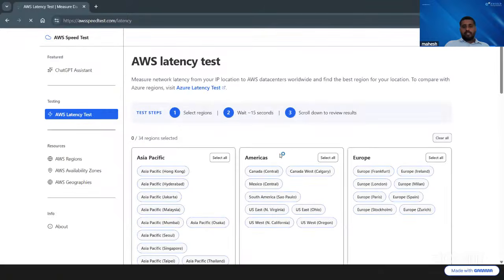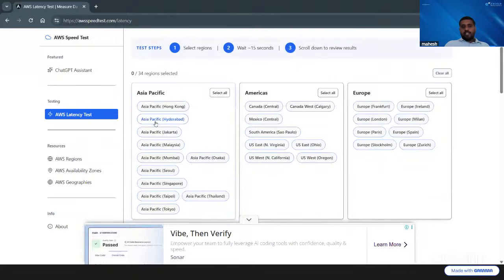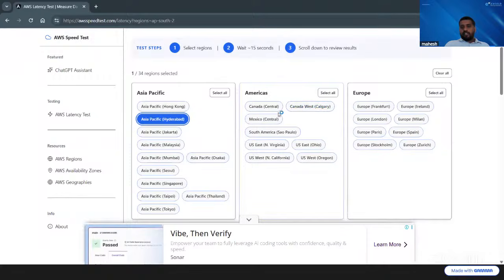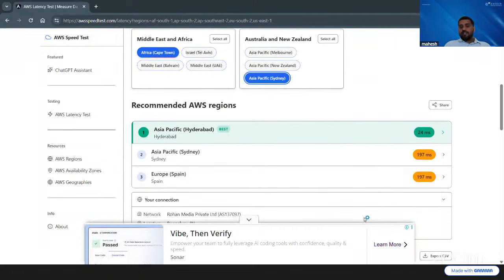Click here. Yes. Now I want to select a region. I'm selecting the region Asia Pacific, Hyderabad data center, and one region from America, that is US East, North Virginia, and from Europe one data center which is Spain, and from Middle East and Africa I'm selecting Africa, and from Australia and New Zealand I'm selecting Sydney. Total 5 data centers I have selected here. After selecting 5 data centers, you can see the latency here.